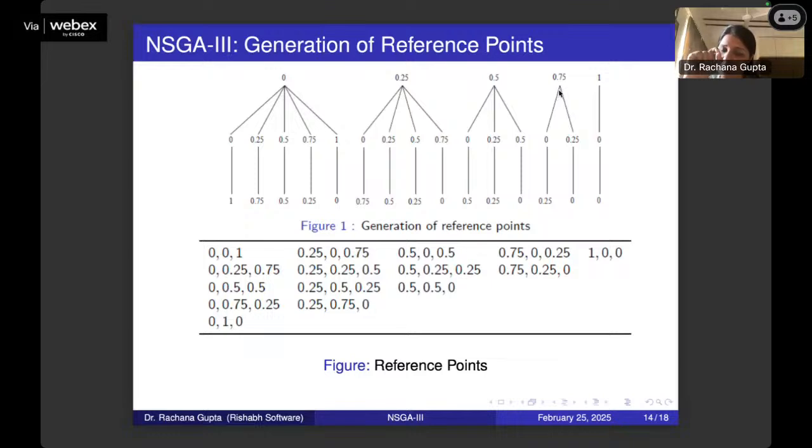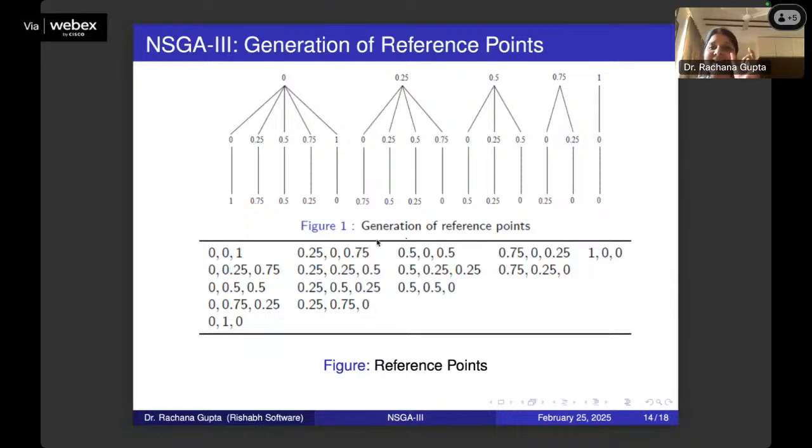Similarly, we'll do for 0.75 as well. So 0.75 plus 0 is nothing but 0.75. So we'll add 0.25. 0.75 plus 0.25 becomes 1, so we will add 0. 1 plus 0 is 1, so we will add 0. Clear? I hope that this should be clear.